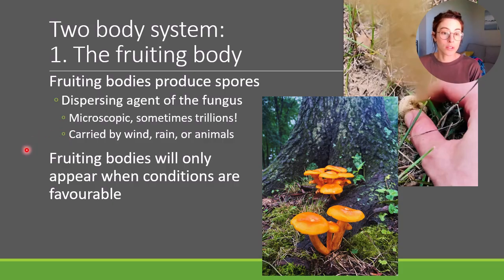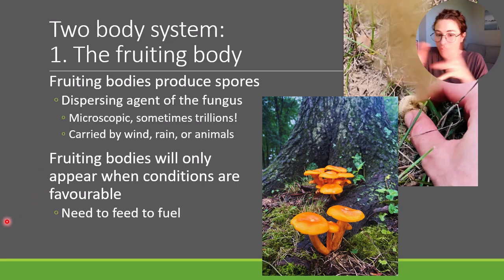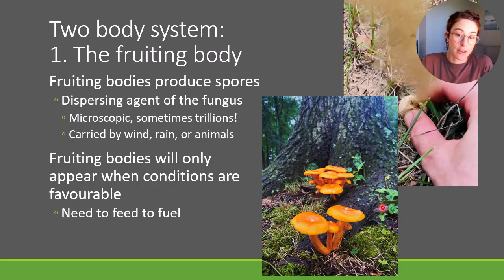There's a couple other names, but if you wanted to be generalized and therefore always right, fruiting body is a good one to use. Now, the problem with a fruiting body is that it only occurs when conditions are favorable, and those conditions are going to be: it's got to feed to fuel. So fruiting body takes energy in order to produce. It takes consumption. And so a fruiting body can only really pop up once the fungus has eaten enough in order to fuel the energy. So that's one condition that needs to occur.